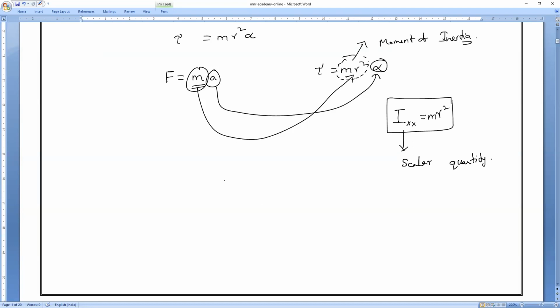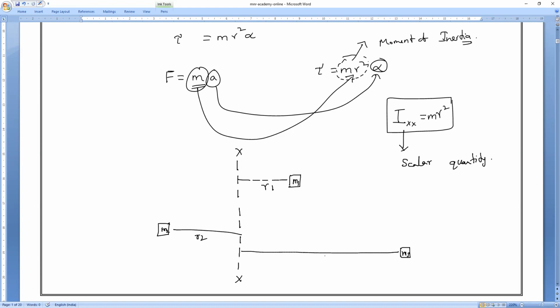So now, for example, along the axis of rotation, let me take one body present at distance R1 from the axis of rotation, another body present at R2 distance, and another body present at R3 distance. The masses of the bodies are M1, M2, and M3.